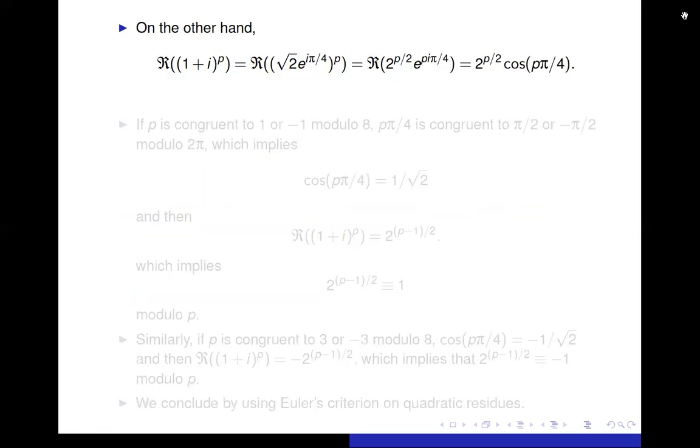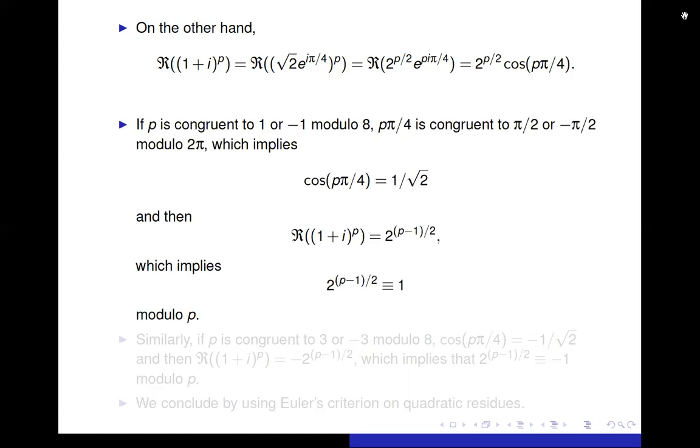Now, on the other hand, I can also use the trigonometric form of 1 + i. So I write the real part of (1 + i)^p as the real part of (square root of 2 times exponential i pi over 4) to the power p. And then I expand my power, so I get the real part of 2^(p/2) times exponential p i pi over 4. And then the real part is 2^(p/2) times cosine of p pi over 4.